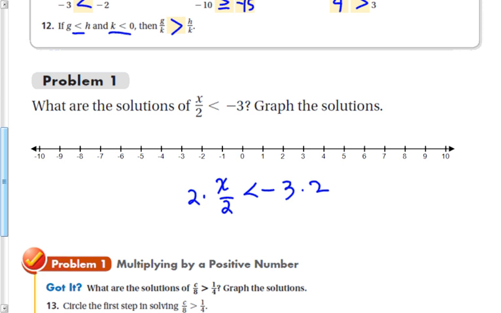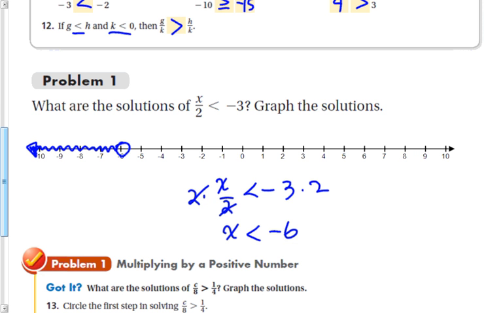And when I multiply both sides by 2, I'm going to end up with x is less than negative 6. I didn't have to change the sign here because I multiplied by a positive number. Then I'm going to graph that. Since we have just less than, I'm going to circle negative 6. And I want all numbers that are less than negative 6, which will be to the left of them. So over here.